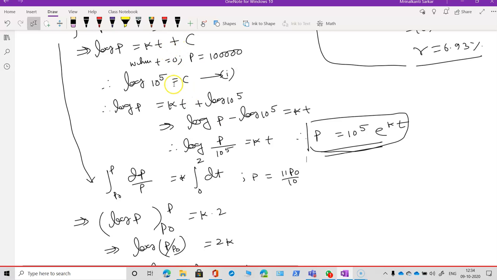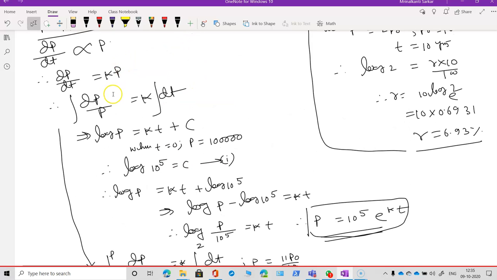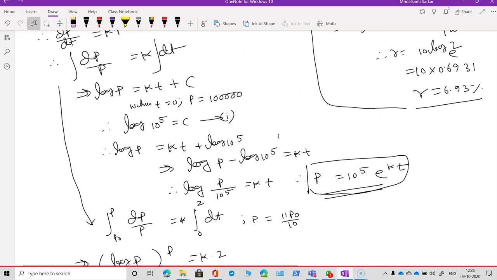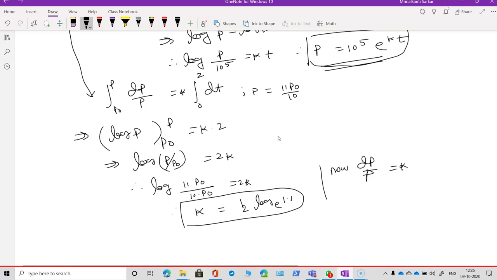So I can use the same relation. Same relation is this one only, dP by P. Now again, dP by P is equal to k dt. So this implies, integral from P0 to 2P0, where P0 stands for 10 to the power 5, 1 lakh, dP by P, this is going to be k into t.